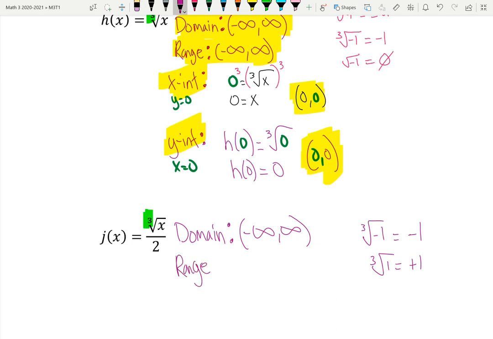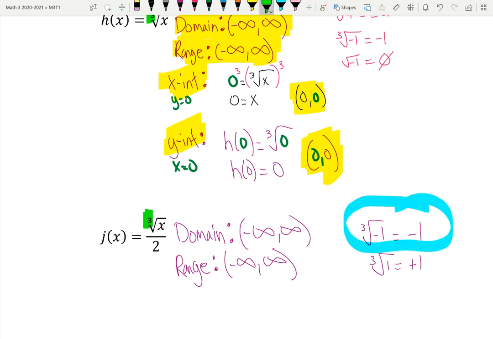Likewise, my range can be negative or it could be positive. If I plug in a negative number, I get a negative. When I plug in a positive number, I get a positive, meaning that the answers are both negative and positive.